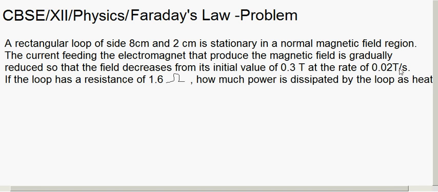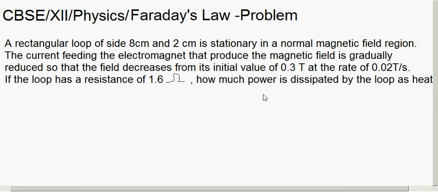Now this magnetic field is gradually reduced, but how? By reducing the current which actually produces this magnetic field. An electromagnet is producing a magnetic field here, and the current to that electromagnet is reduced. That means we are gradually reducing the magnetic field. Indirectly it says that the rectangular loop is kept in a magnetic field which is reducing. If the loop has a resistance of 1.6 ohm, how much power is dissipated by the loop as heat?